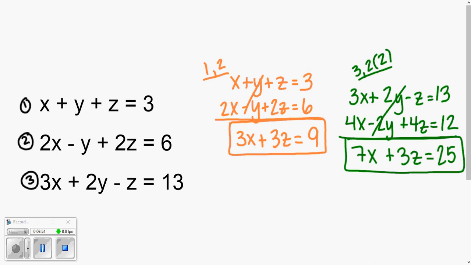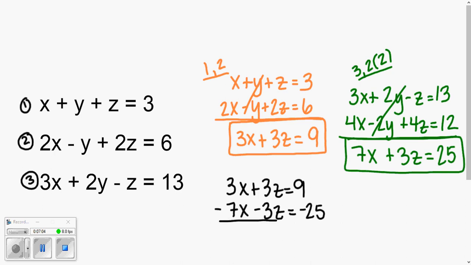So I'm going to just recopy the orange one so you can see what I mean. If I take the green equation and I multiply it by a negative, I get negative 7x minus 3z equals negative 25. Can you see where this is headed? The z's cancel. 3x minus 7x is a negative 4x, and 9 minus 25 is a negative 16. So x is 4. Divide both sides by negative 4, I get 4.